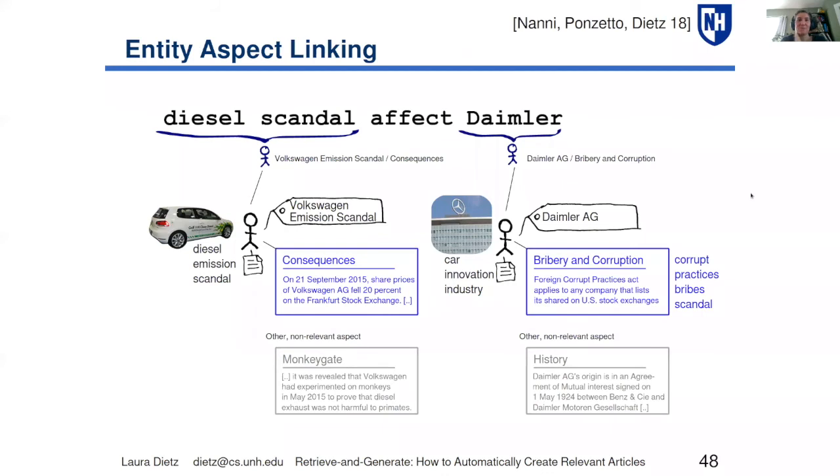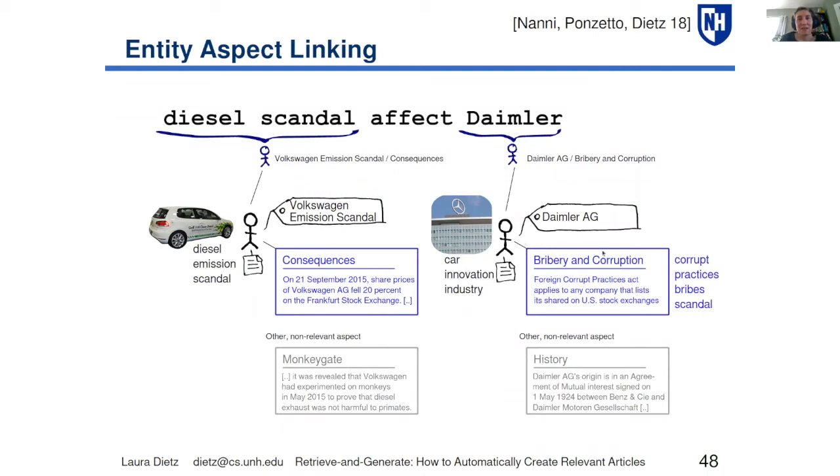So the idea is we wanted to refine these existing entity links to give us some more semantic information, which we called aspects. So every entity has a set of aspects, such as here, Daimler, the company, they have some aspect about history. There's also some aspect about bribery and corruption. And the Volkswagen emission scandal also has different aspects, such as the consequences of the scandal, or other related scandals such as Monkeygate and so on.